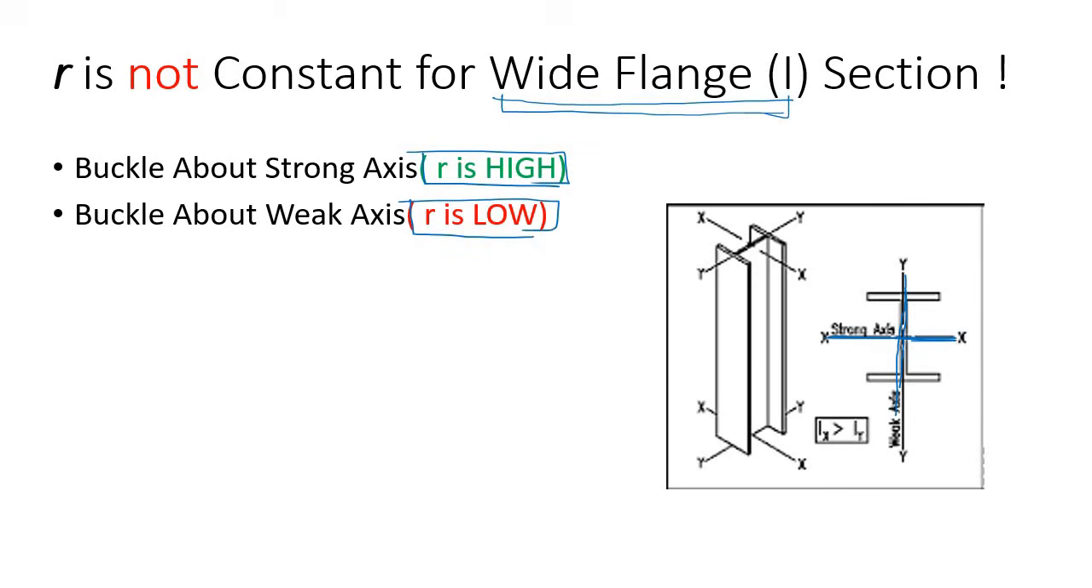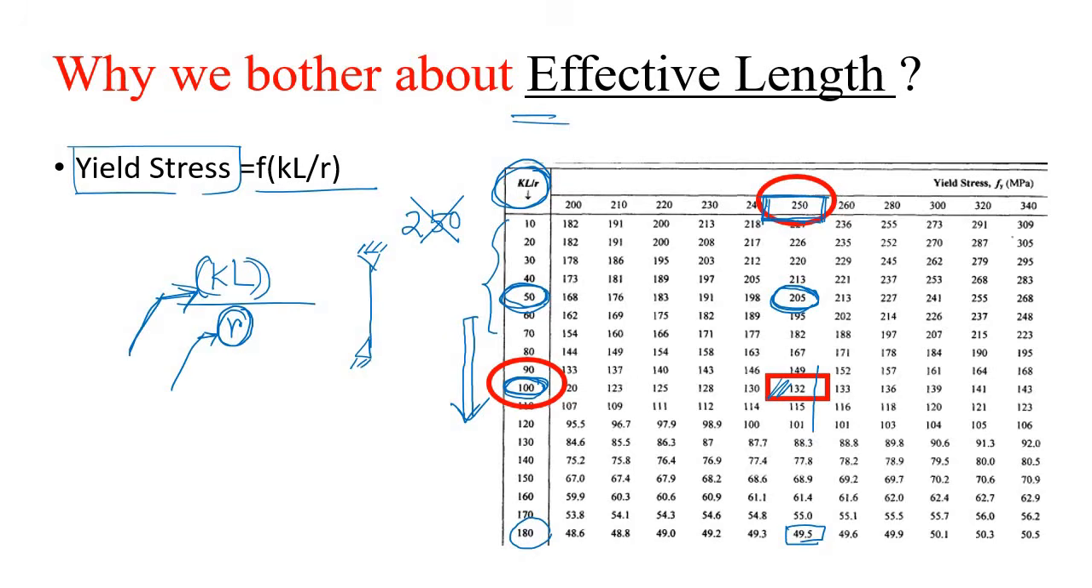right? So when your column is buckling about this major axis, or this strong axis, or this x axis, you will have a higher R value. As a result, the KL by R is less and we will have a higher yield stress, right? As you can see, KL by R is less means higher yield stress.